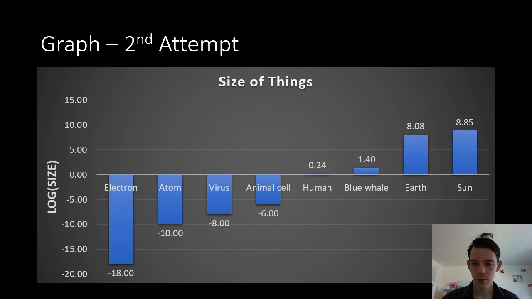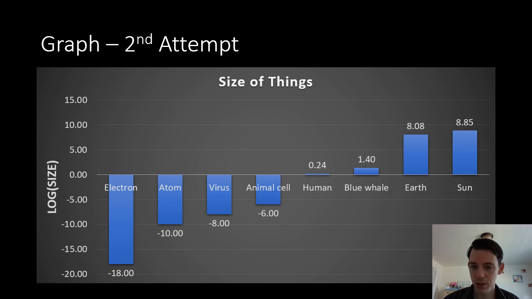All right, here is my second attempt at the graph, now charting the log of each object. You can now clearly see everything on the graph. Electron is the smallest, down at -18, remember that means it is 10 to the minus 18 meters in diameter. The thing I like about this graph is that even though the Sun is much, much bigger than the Earth, you can see they're relatively close to each other compared to, say, a virus or an animal cell.